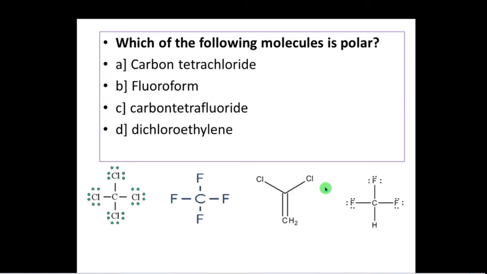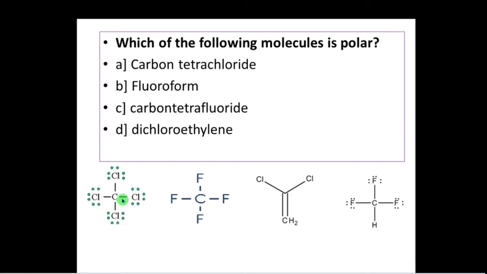Next question. Which of the following molecules is polar? Option A is carbon tetrachloride, option B fluoroform, option C carbon tetrafluoride, option D dichloroethylene. I have given the structures of all those chemical compounds here, and we should work out why a particular compound behaves as polar. In the case of carbon tetrachloride or carbon tetrafluoride, what will happen? The carbon is surrounded by four same chloro groups or four same fluoro groups.